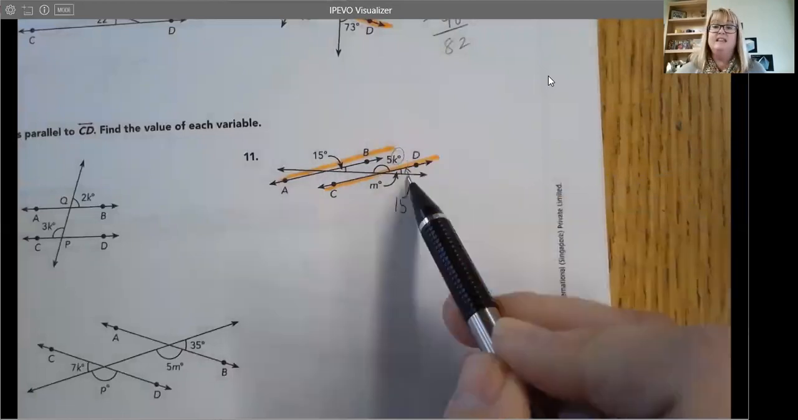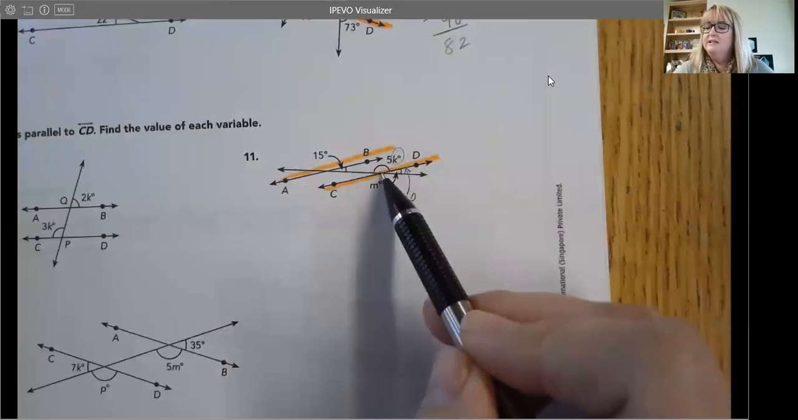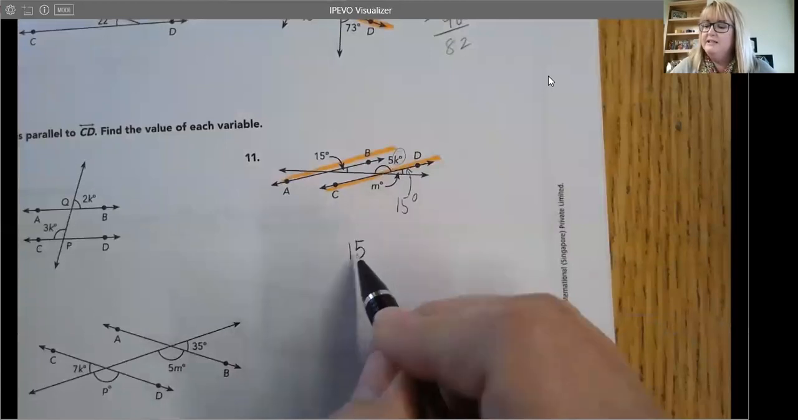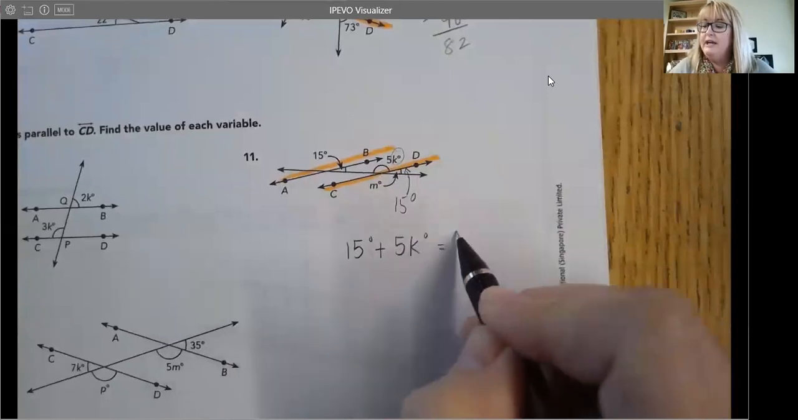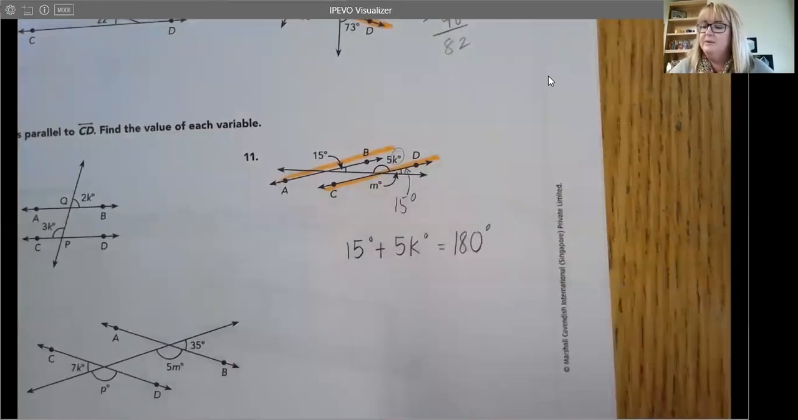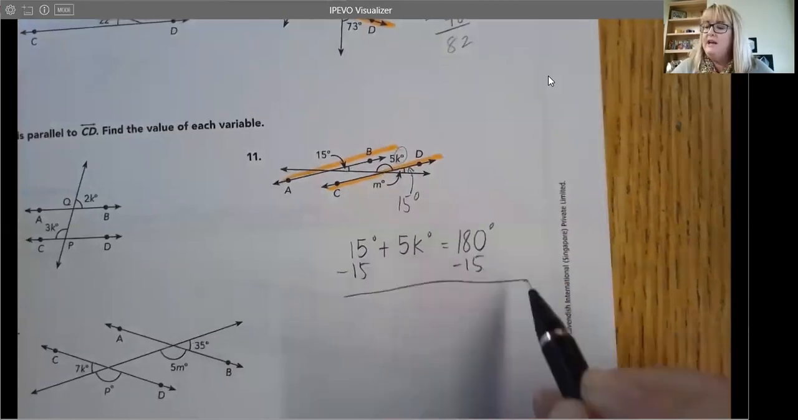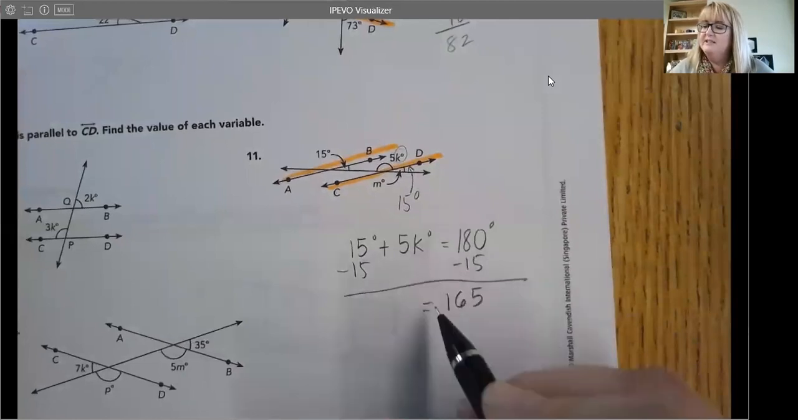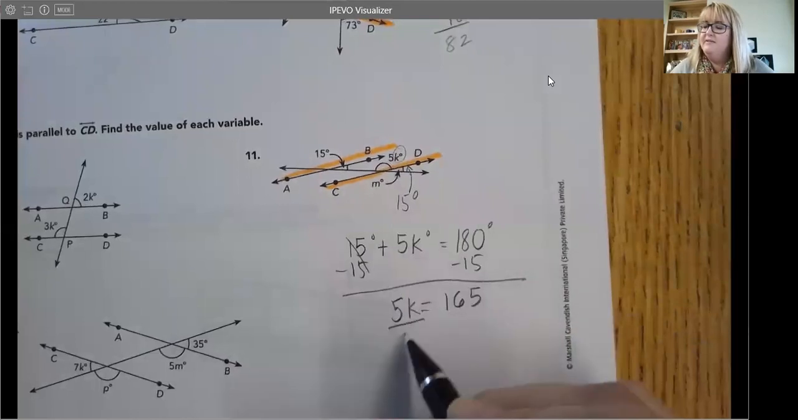Okay, so if I take this angle, which is 15 degrees, and I add this angle to it, it would give me 180. So let's write an equation. 15 degrees plus 5K degrees equals 180 degrees. All right, so we're going to subtract 15 from both sides. 180 minus 15 is 165. That cancels out. We've got 5K. Divide both sides by 5.